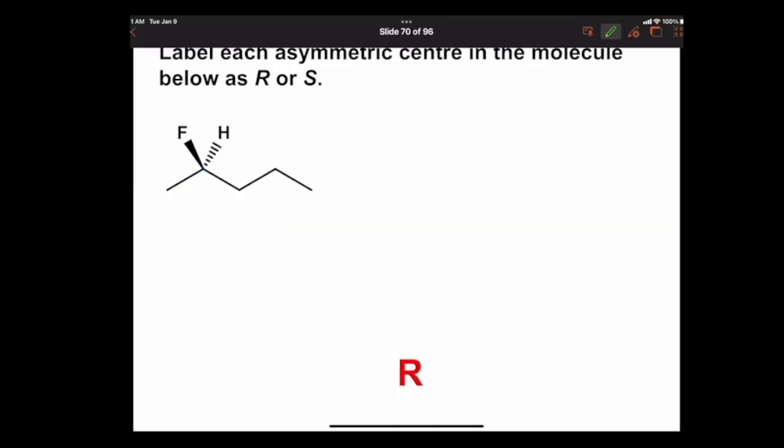That's number 1. What about this? R or S?